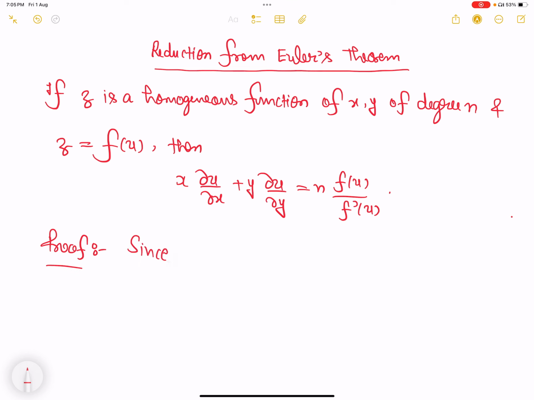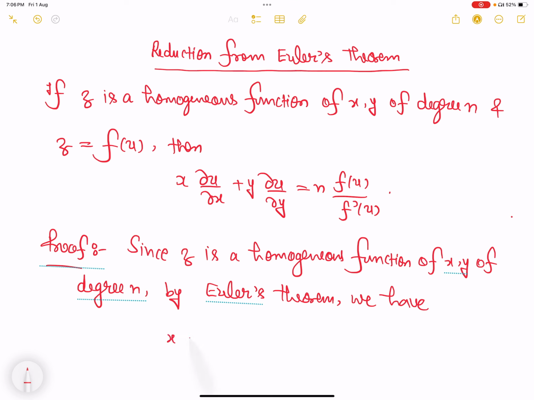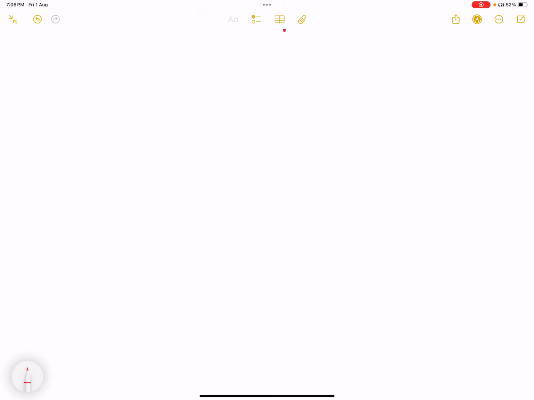Since Z is a homogeneous function of x comma y of degree n, by Euler's theorem, we have x del z upon del x plus y del z upon del y is equal to n times z. But z is nothing but f(u).